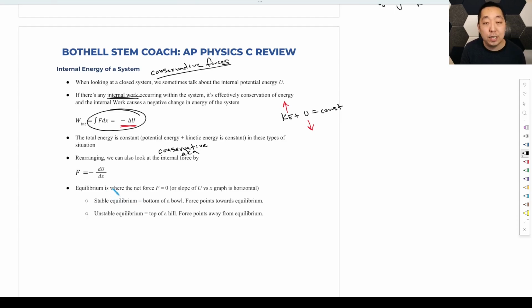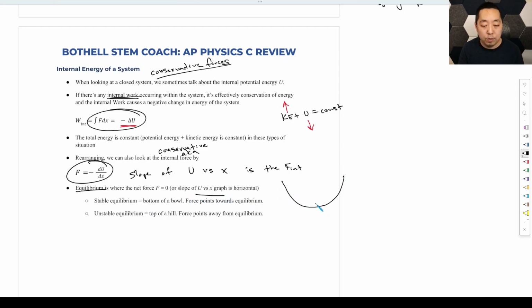Last thing to note here is something we call equilibriums, where the net force is zero. This is about the slope of a U versus x graph, because remember, derivatives are slopes of tangent lines, and the slope is the internal, conservative force. So if the net force is 0, that means the slope of that graph is horizontal. You can have stable equilibriums.